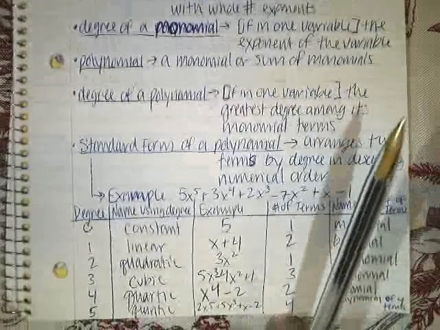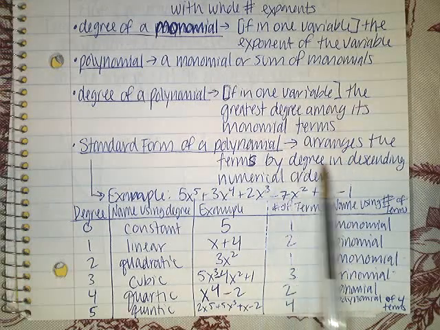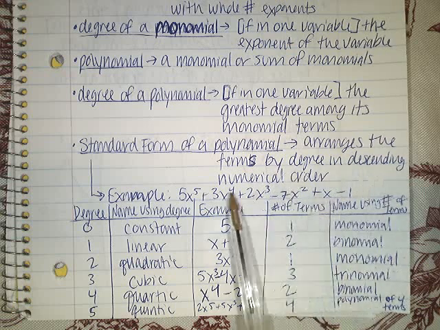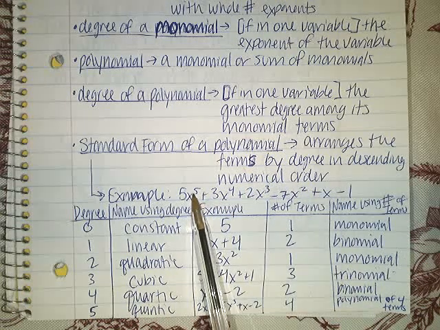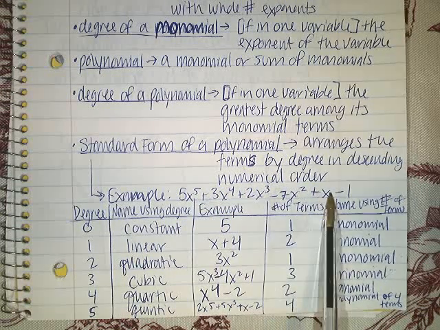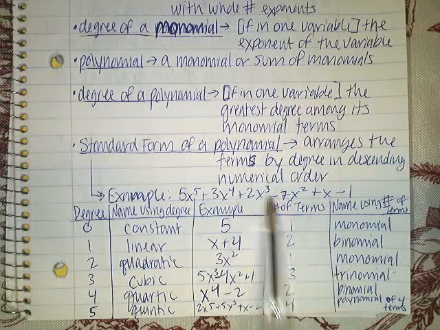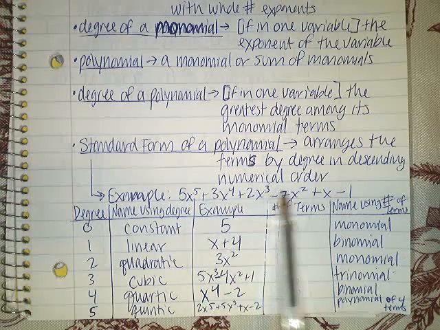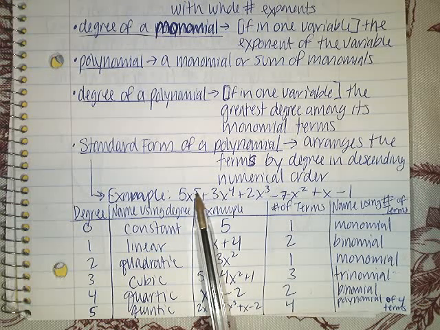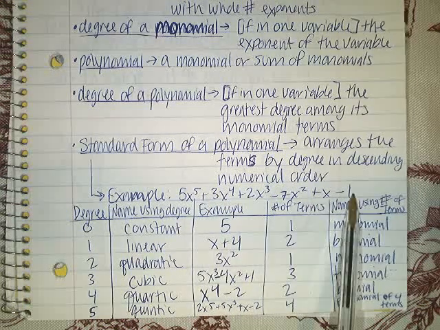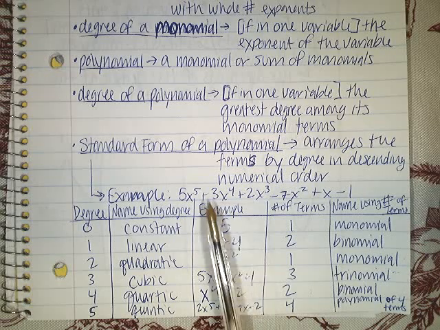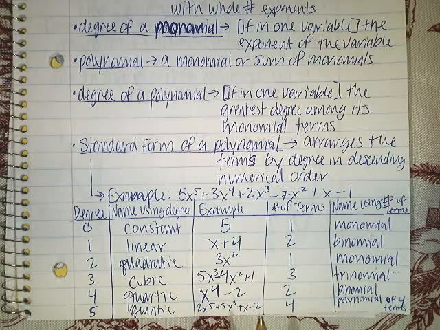Standard form of a polynomial just arranges the terms by degree in descending numerical order. So here's an example. We go 5, 4, 3, 2, 1, none. That's standard form of a quintic function. So again, it just arranges the variable with the exponent with the highest degree first, the lowest degree last, and that's how we set up standard form of a polynomial.